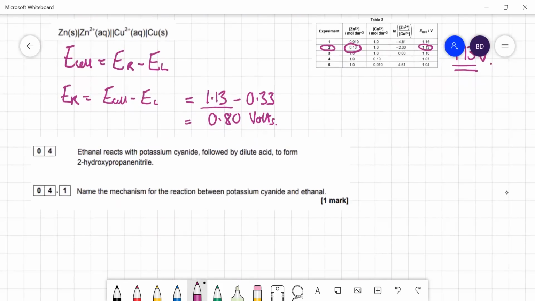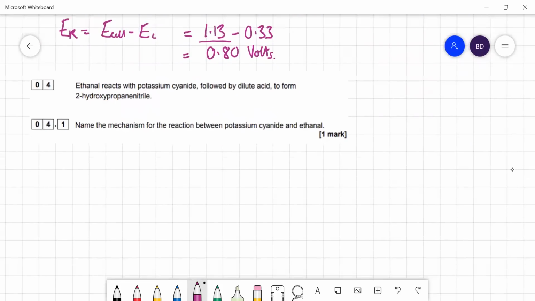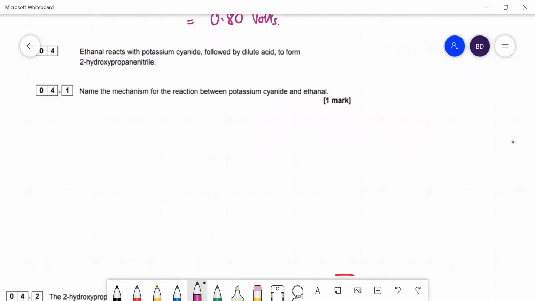Okay, so leave the end of the electrode potential question now and straight on to organic. Ethanal reacts with potassium cyanide followed by dilute acid to form 2-hydroxypropane nitrile. Name the mechanism for the reaction between potassium cyanide and ethanal. So if I just write down here, we've got ethanal, which is going to look like this.